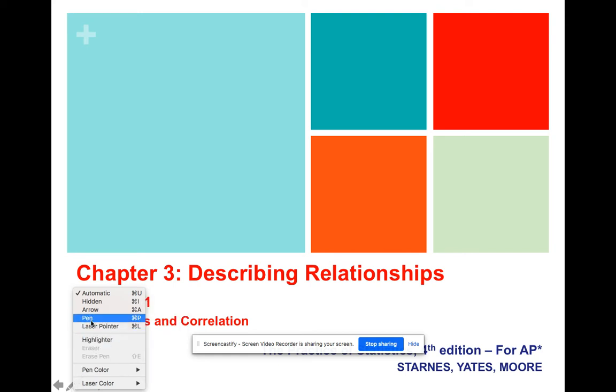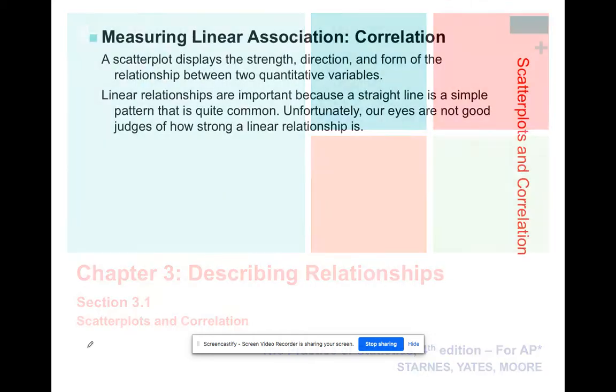Okay, so we are going to continue with scatter plots today, and I will show you in a little bit how you can make a scatter plot on the calculator, and then also how you can calculate this numerical measure called correlation, which helps us assess the strength of a linear relationship.